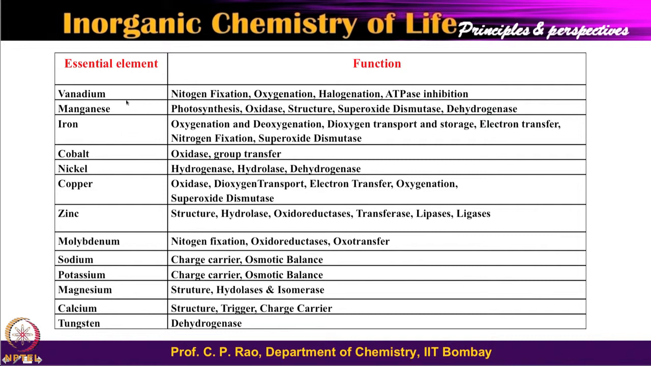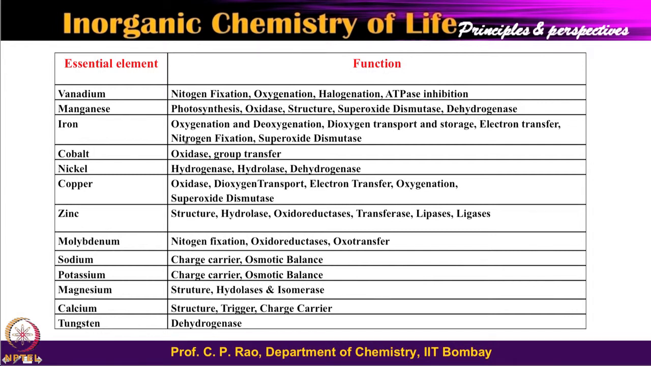So, overall what we can say, vanadium, manganese, iron, cobalt, nickel, copper, zinc, etc. These are all for a variety of functions like oxygenation function, halogenation function, ATPase inhibition, and nitrogen fixation in the case of vanadium. And manganese, several oxidative things, superoxide dismutase, dehydrogenase, as well as photosynthesis. So, the important thing is photosynthesis, and I have explained all of these under the story of manganese. Then when you come to iron, you have oxygenase, deoxygenase, oxygen transport, iron transport, electron transport, oxidative reactions, reductive reactions, oxygenation, reduction, reductases, superoxide dismutase, and ribonucleotide reductase. So many things we have already looked at.